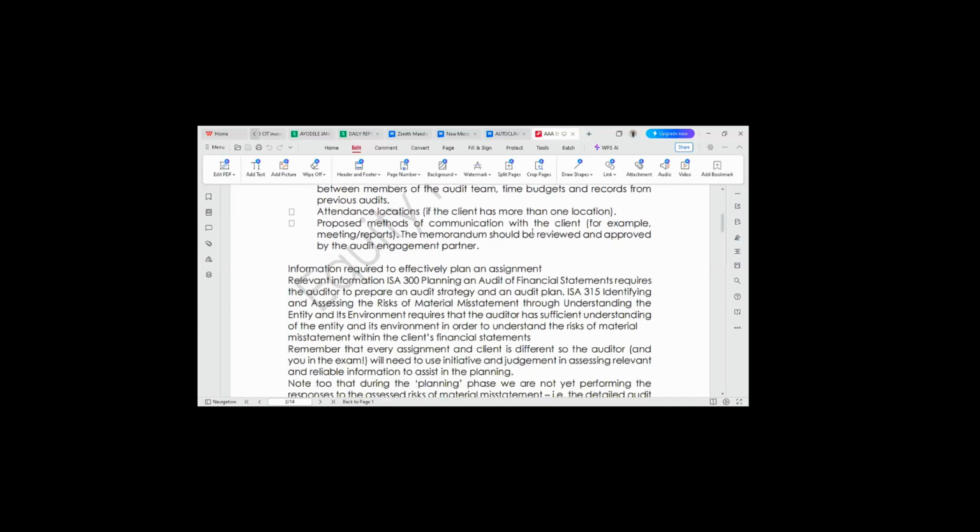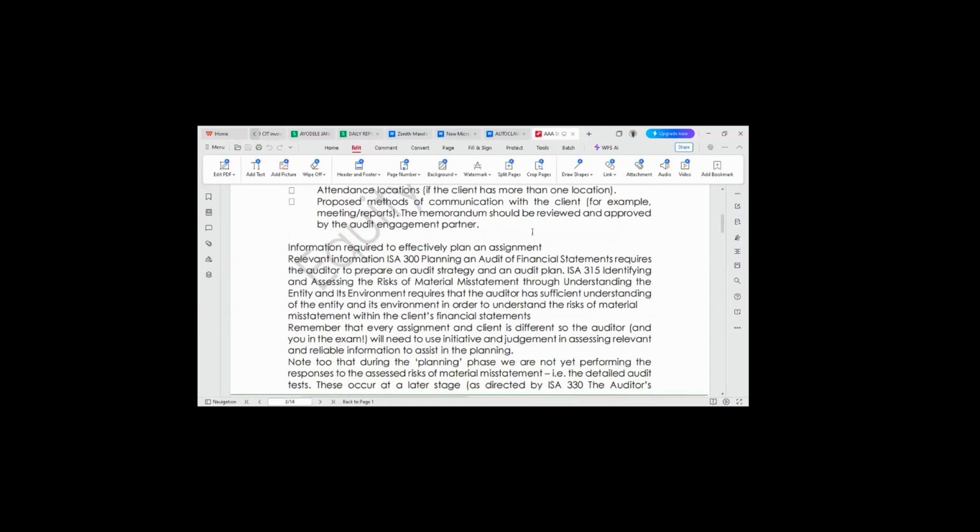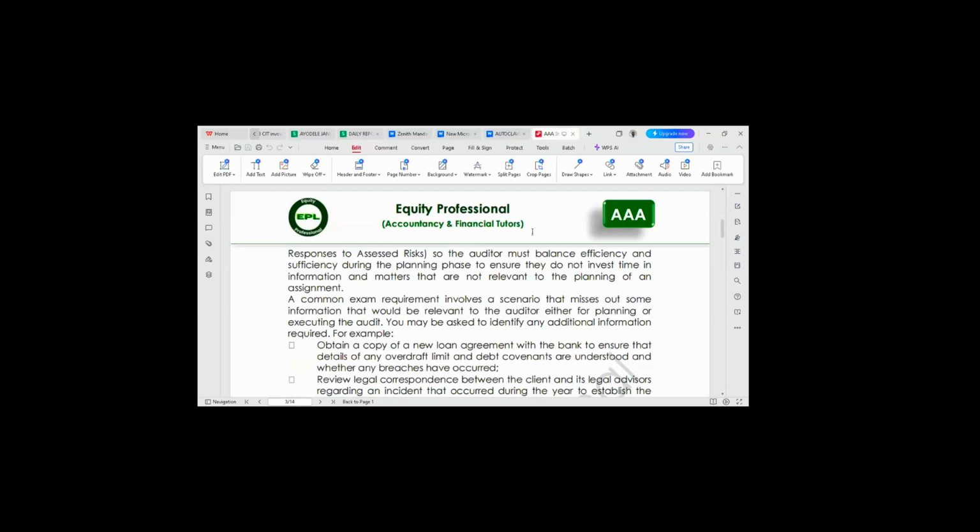Now to effectively plan your audit, you need to gain an understanding of the client business, how the client business operates. One of the ways you can get to know how the client business operates is to look at certain documents from the client. Number one, you need to look at whether your client has a loan agreement. You need to request for that loan agreement, study it, and try to ask questions around it so that you'll be confident that the information you are requesting from your client is accurate.